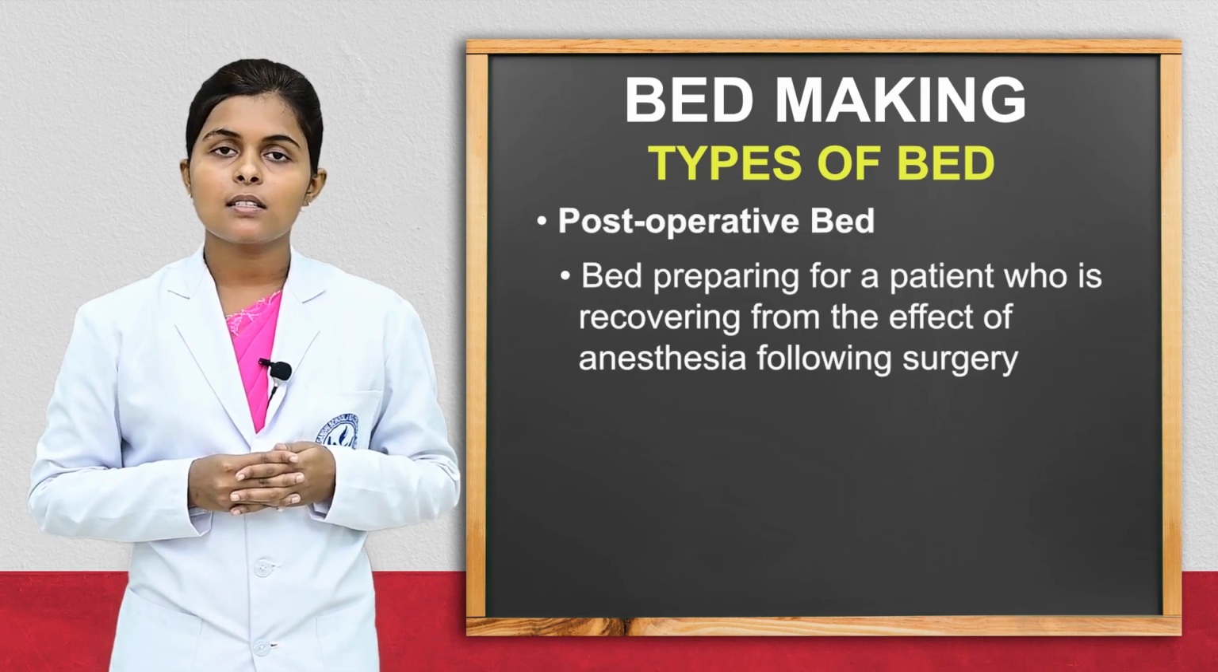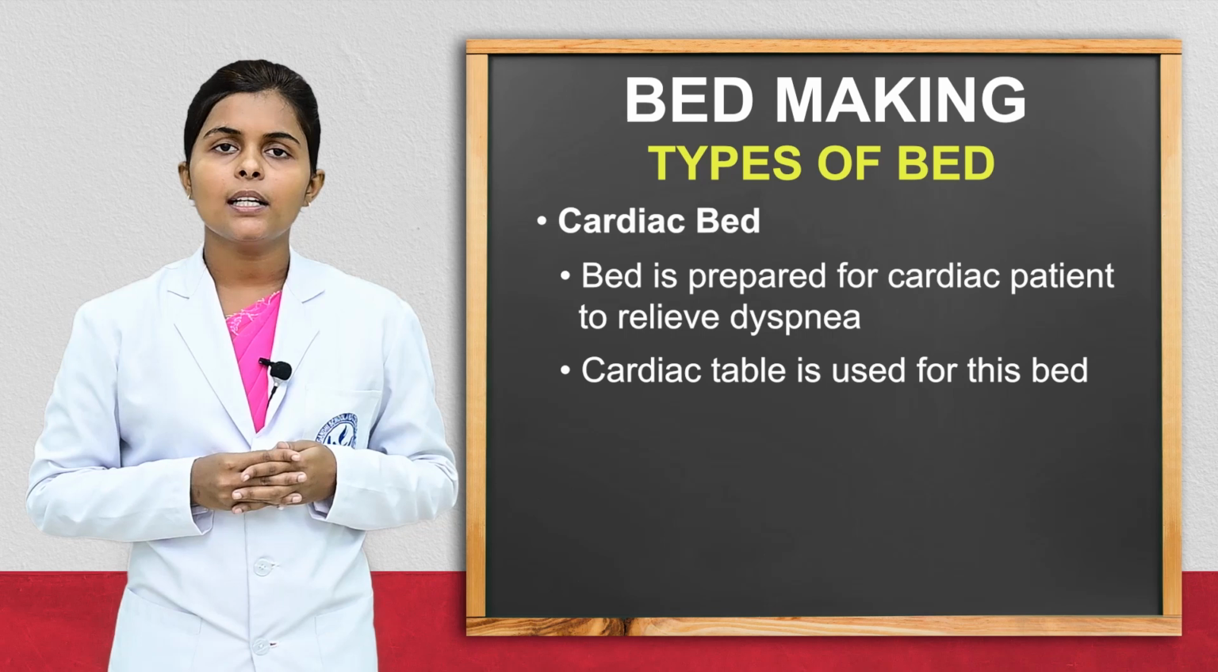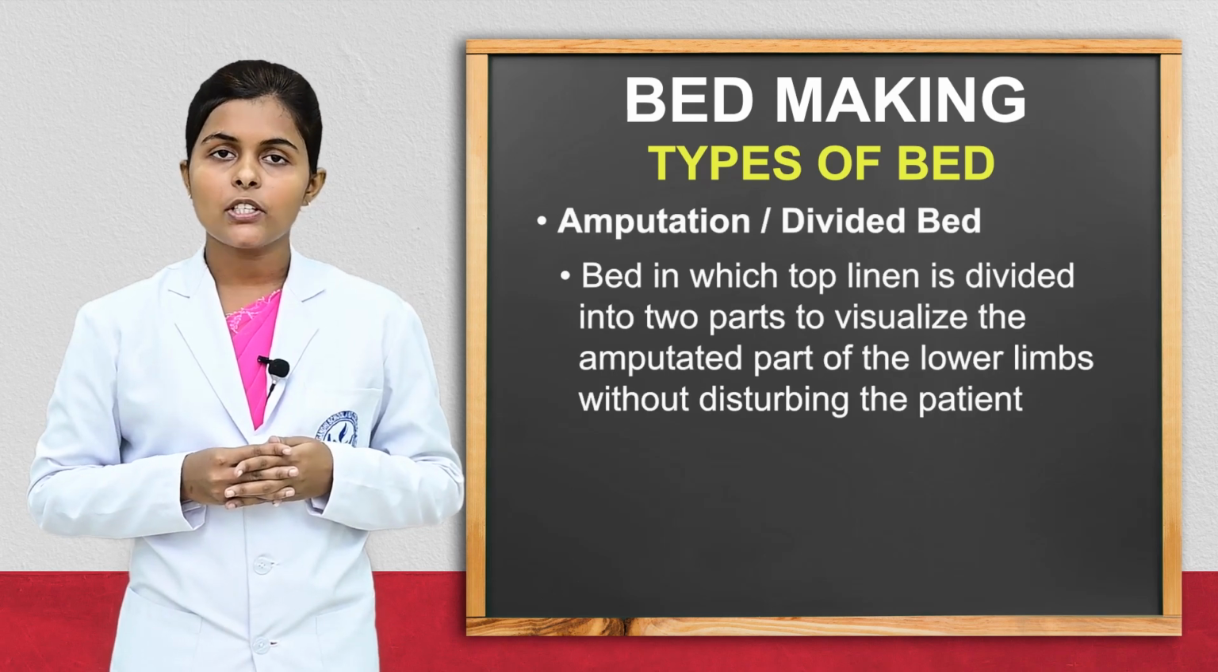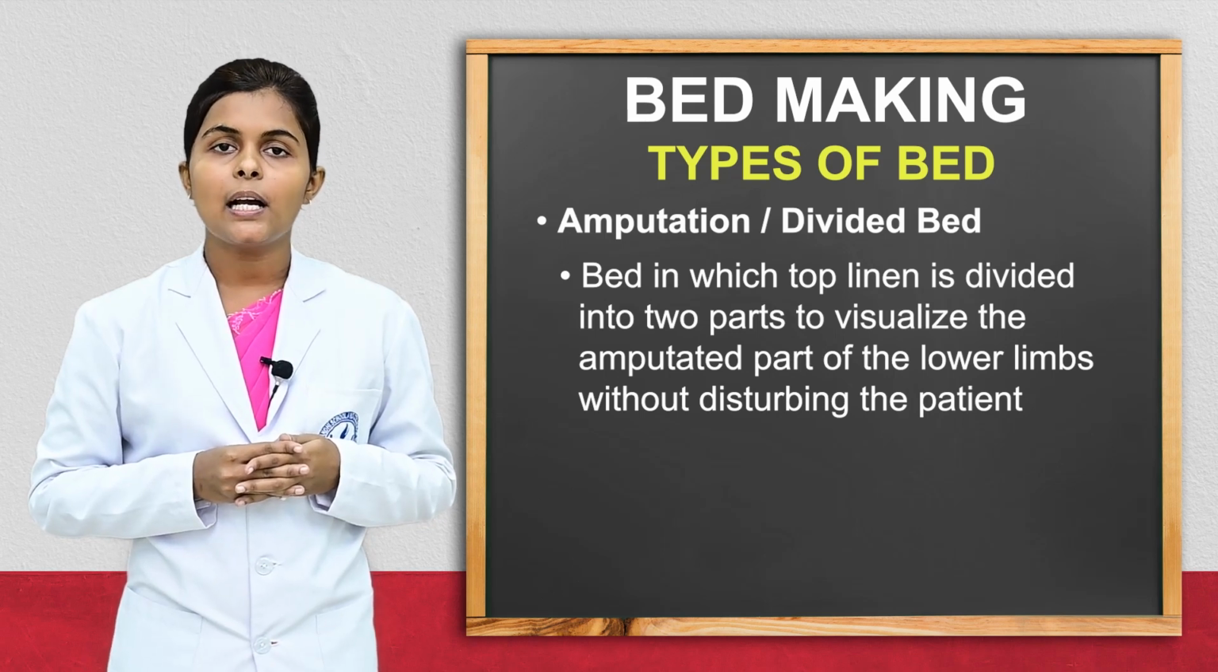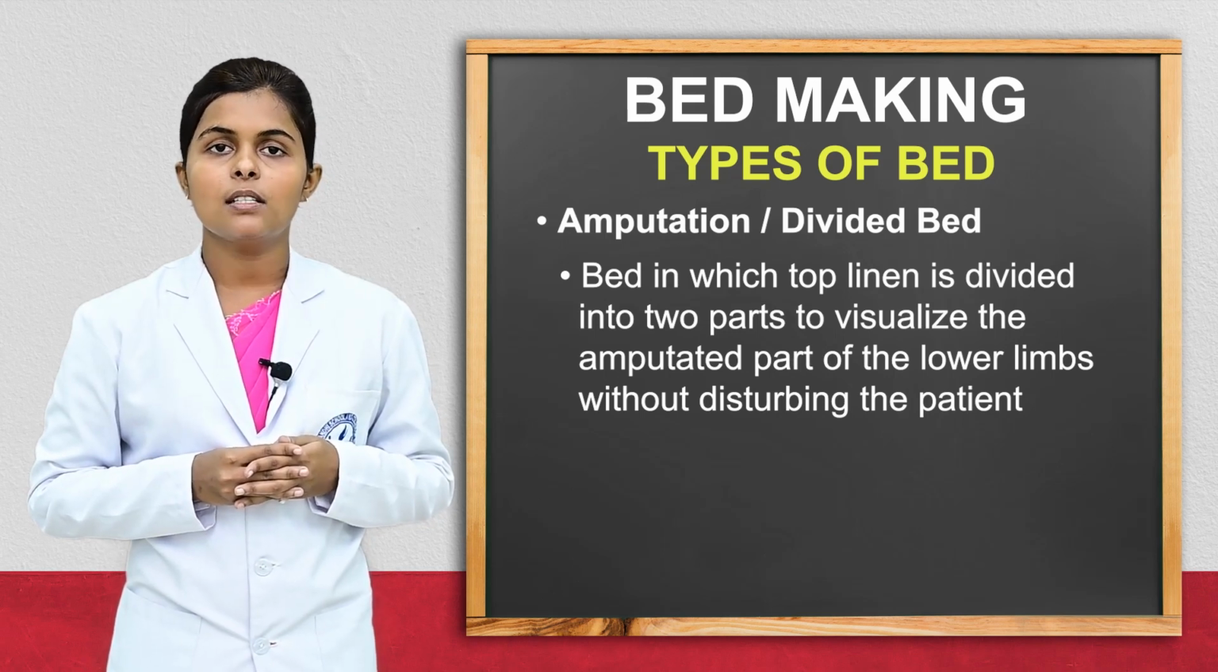Then next is the post-operative bed. Post-operative beds are those in which the patient is recovering from anesthesia following surgery. Next is the cardiac bed. Cardiac beds are mainly made for the cardiac patient to relieve dyspnea. In this, a cardiac table is needed. Then next is the amputation bed. As the name suggests, in this bed the blanket is divided into two parts to visualize the amputated part of the patient without any disturbance.